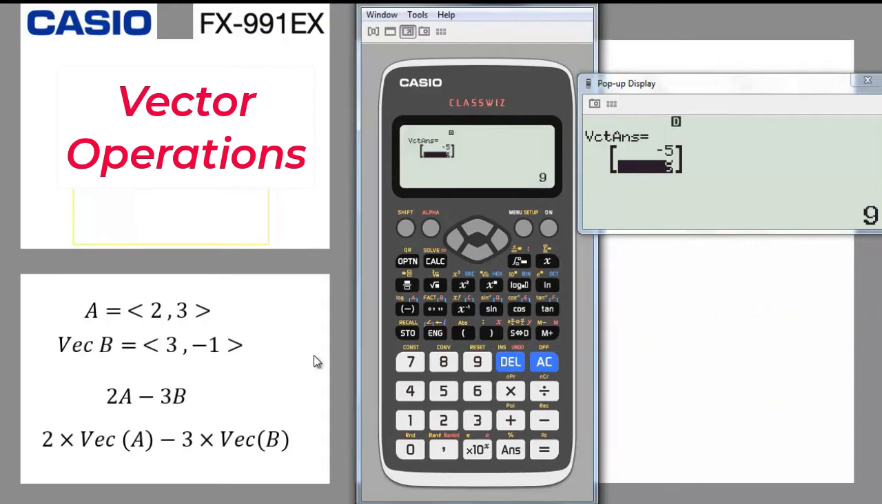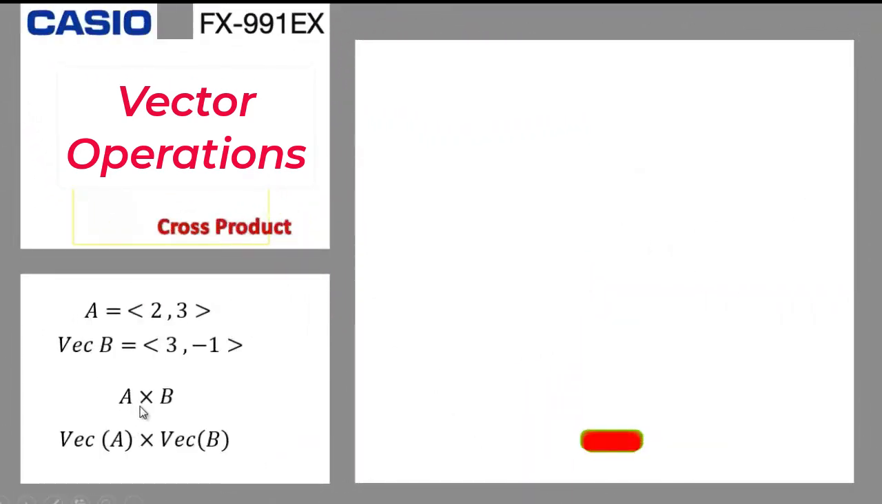Let's go for another example. Here we have A cross B. A cross B means cross product. If you see that there is a cross product and there is something called dot product, you will see it here. There's a dot. So dot product and cross product.